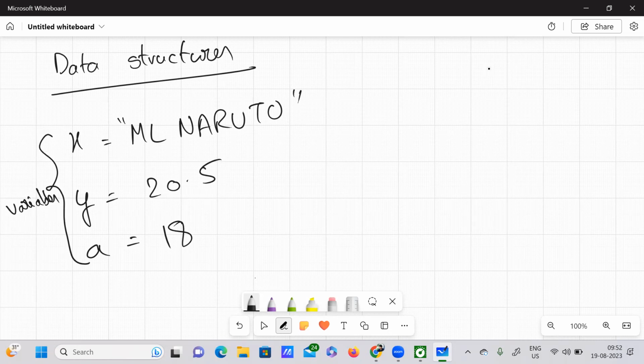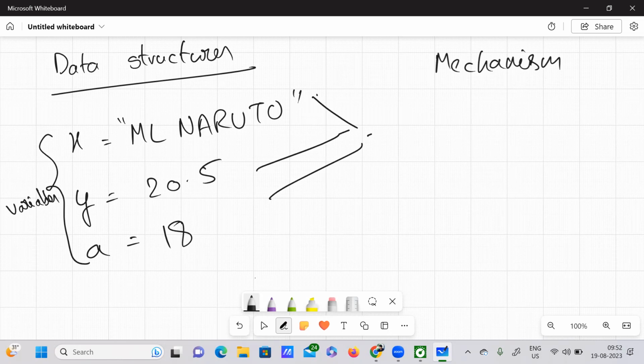Now, what do we need? We need a particular mechanism. Okay. Why do we need a mechanism? We need a mechanism to manipulate this data. And why do we need to manipulate this data?